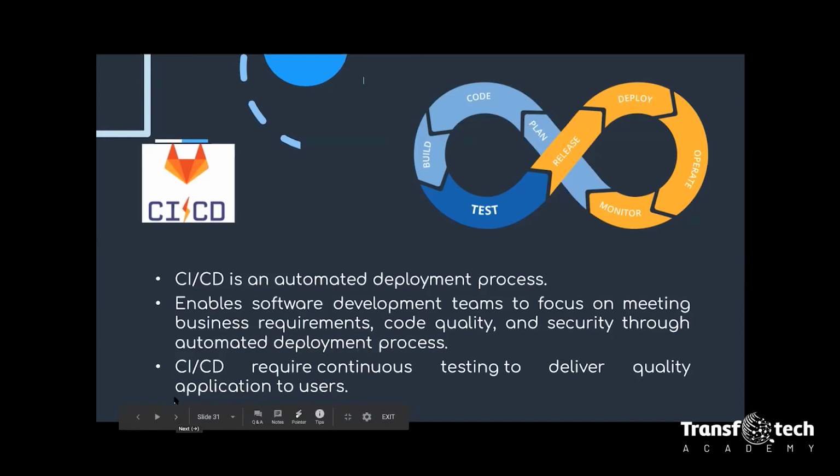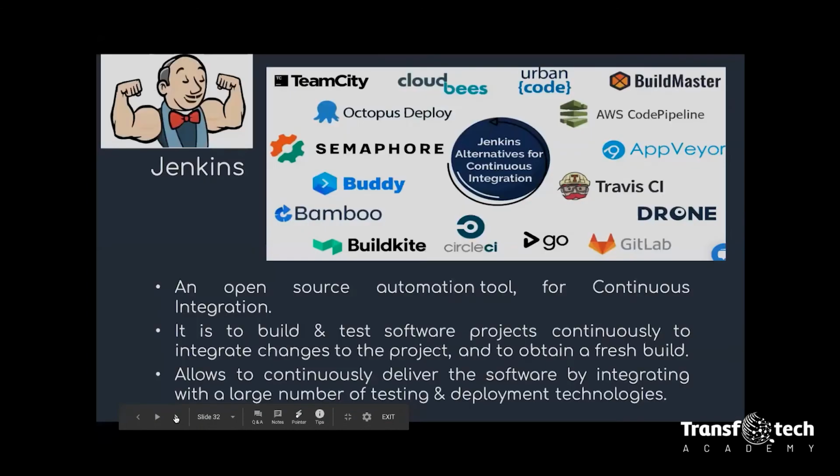CI/CD is one of the Agile methodology and DevOps teams' best practices to implement. It involves software development teams focusing on meeting business requirements, code quality, and security through an automated deployment process. CI/CD requires continuous testing to deliver quality applications and code to users. Continuous testing is often implemented as a set of automated regression, performance, and other tests executed in the CI/CD pipeline. So, on to the next slide.